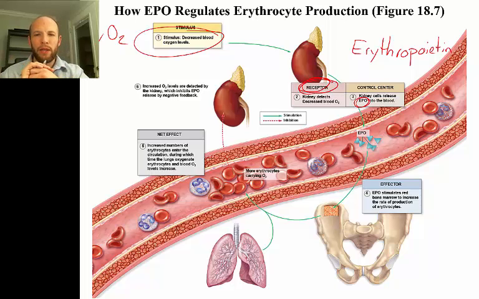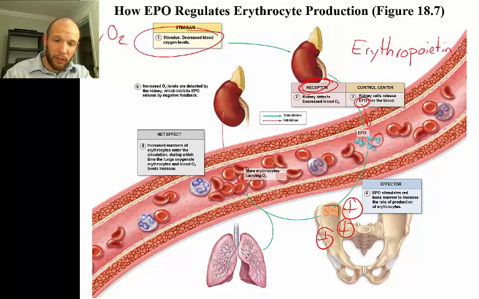Erythropoietin, abbreviated EPO, is a hormone, and that hormone goes into the bloodstream. You see it there, these little blue triangles are indicating that. And then they come out of the blood. That erythropoietin comes out of the blood, stimulating our red bone marrow to make more red blood cells.